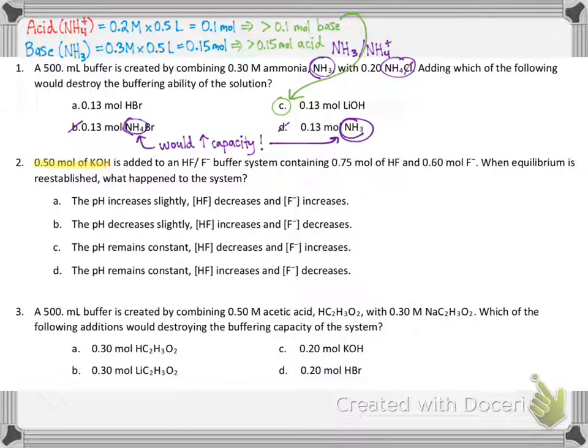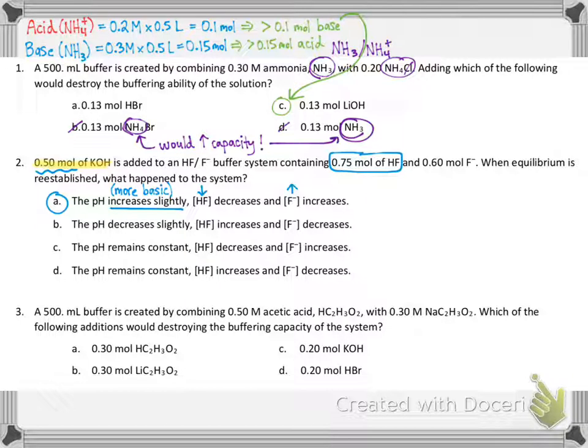In the second question, you're adding half a mole of a strong base to a hydrofluoric acid and fluoride buffer system. Notice that your 0.5 moles of base is less than the 0.75 moles of hydrofluoric acid present. So adding that much base will not destroy the buffering ability of your system. However, if you add base to a system, that means the pH is, of course, going to increase slightly. Knowing that is actually enough to answer this problem. Of course, it's also good to know that when you add the base, you are decreasing the concentration of the acid because it's neutralizing it, and thus making more of the conjugate base in the system.